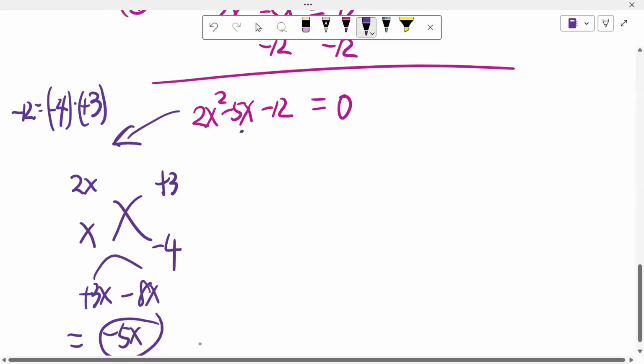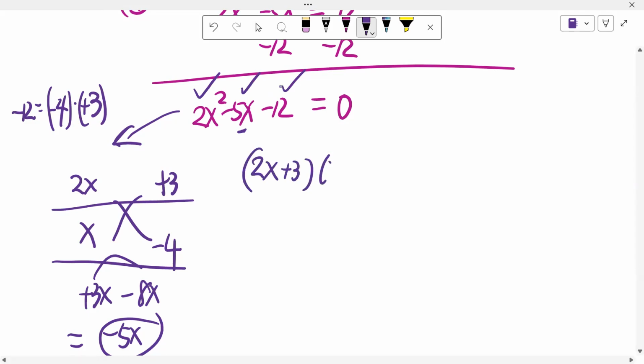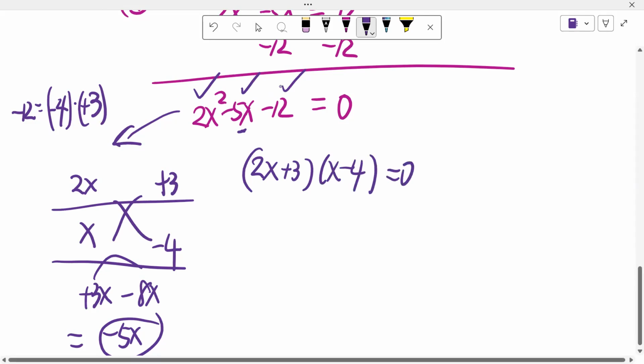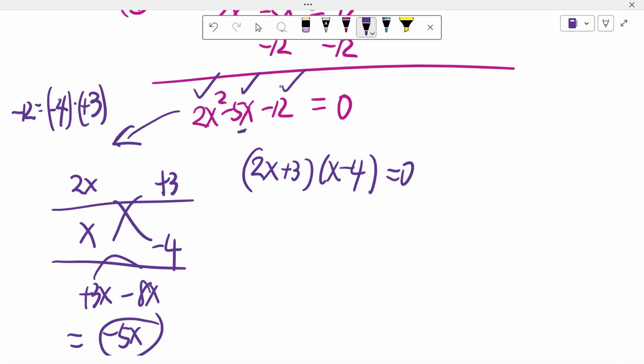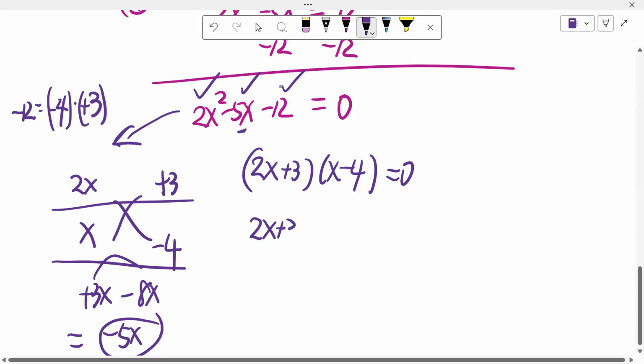And we check the second term, first term, last term, second term. So it's all good. It's all confirmed. So we get (2x + 3)(x - 4) = 0. And now from here, just set each factor equal to 0. So 2x + 3 = 0, x - 4 = 0.